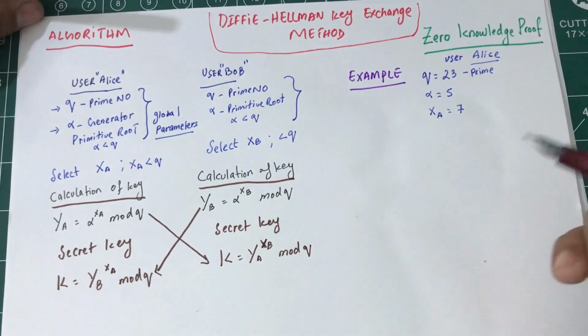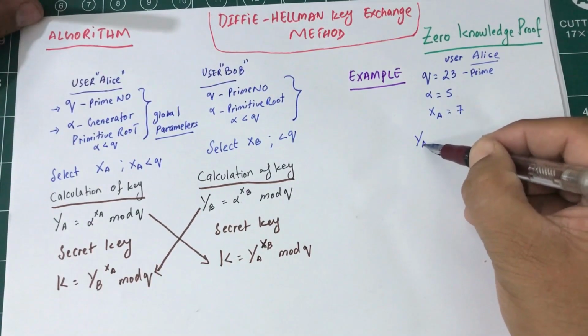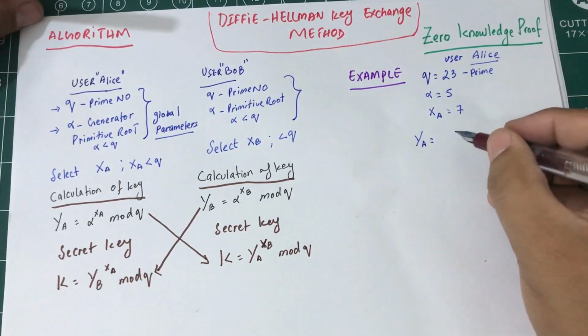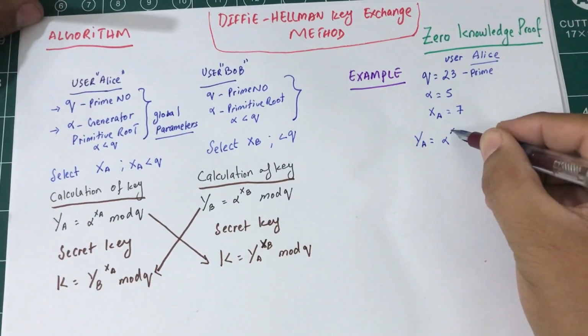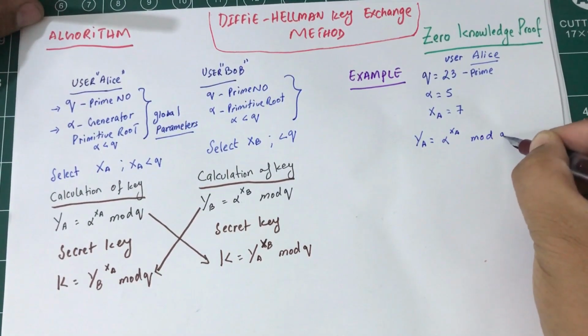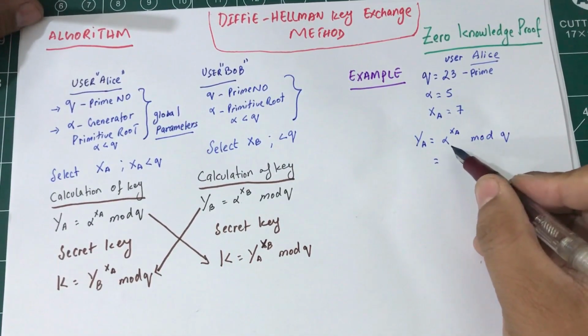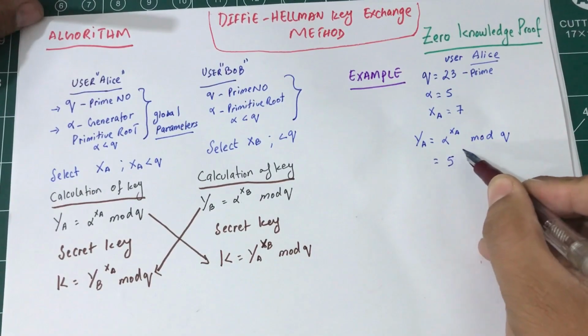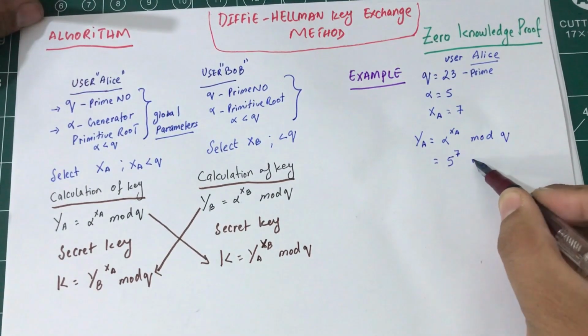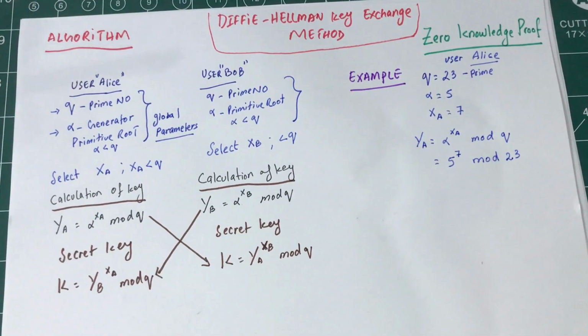What she will send to Bob is this. She's going to compute something called y of A, which is alpha raised to x of A mod q. So let's compute this value. Alpha is 5, x of A is 7, mod 23. Okay, so let me bring out my calculator now.